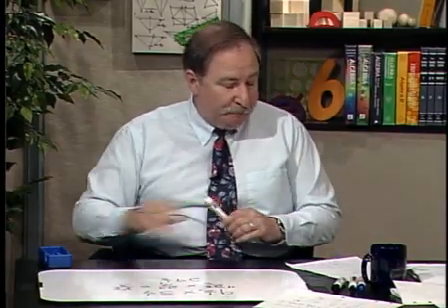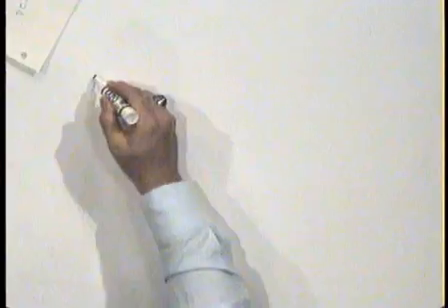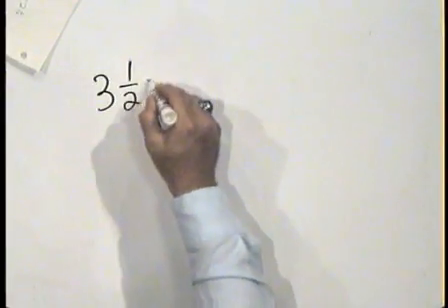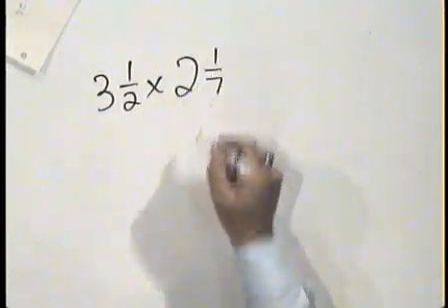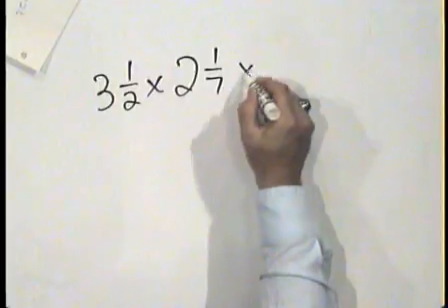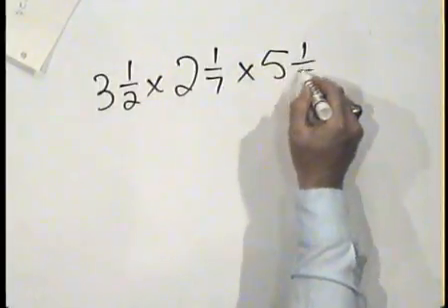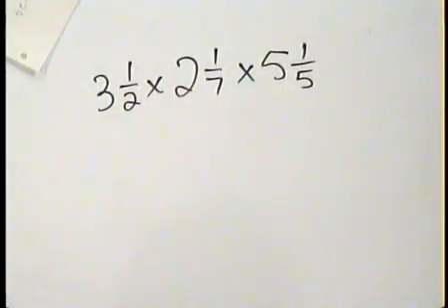Okay, let's try another problem. Let's try one of those problems with the 3 numbers, just to see if you enjoy it as much as I do. 3 1/2 times 2 1/7 times 5 1/5. Now, there's nothing special about the fact that all 3 fractions have a numerator of 1. This is the problem I came up with for you to play with. So turn the tape off, work the problem, and come on back when you're done.